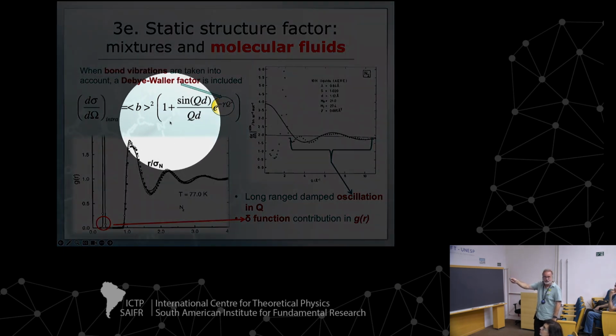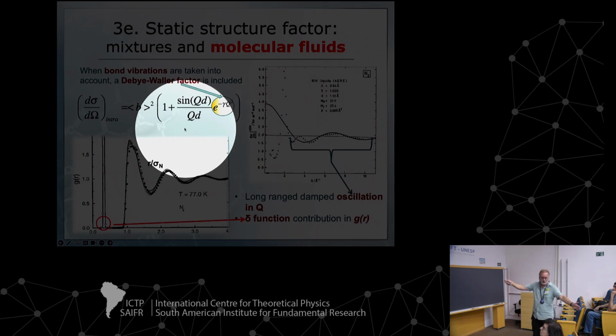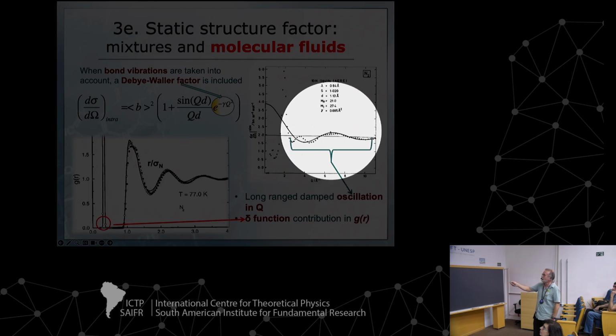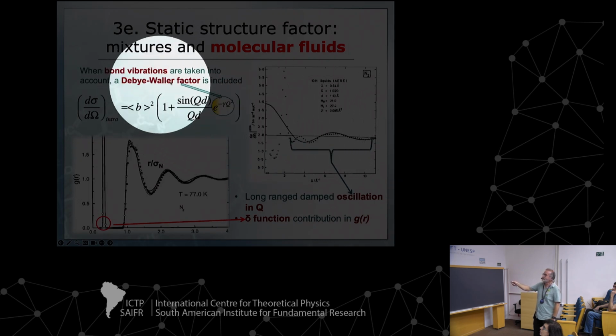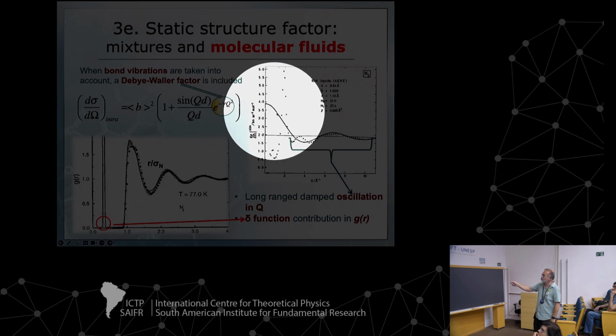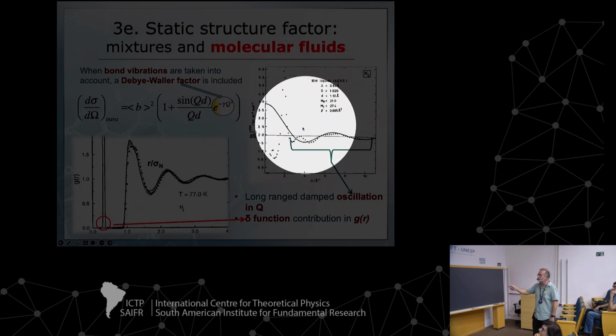If you want to consider vibrations, it is possible. You end up with a factor like that. That's the famous Debye-Waller factor, again, that reflects thermal vibrations of the bond. And this is what you see in a real experiment. This term, the sin(Qd)/Qd with a Debye-Waller factor, is this oscillation. And these dots are the neutron scattering experiment.